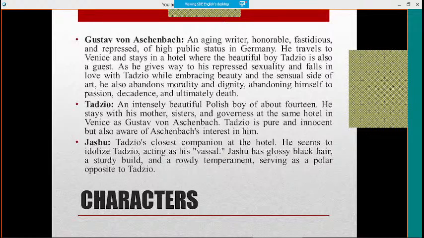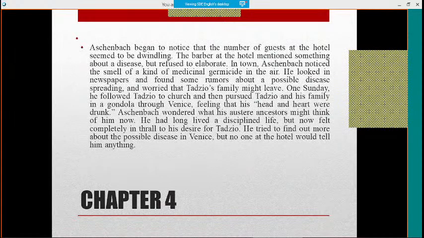Jaschu has glossy black hair. He's of sturdy build. He's very strong, and he has a rowdy temperament. They are polar opposites. Jaschu and Tadzio are opposite in their nature as well as their character, everything. So these are the 3 characters that you have to study.